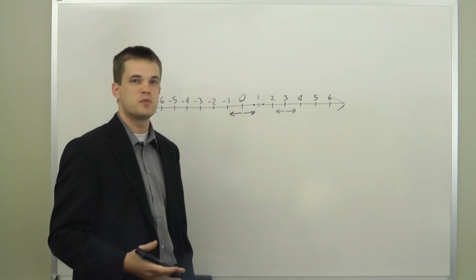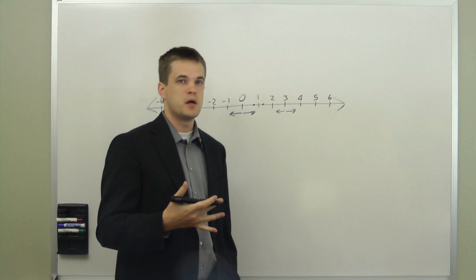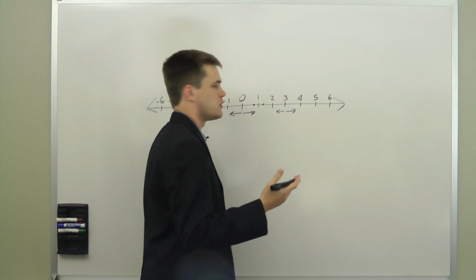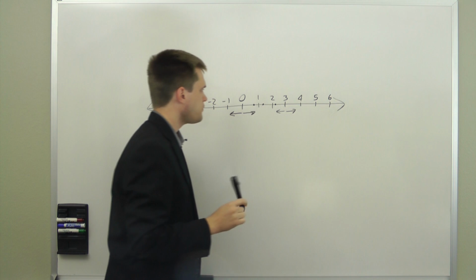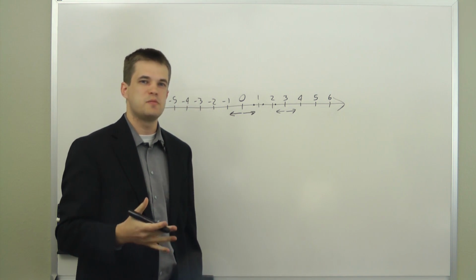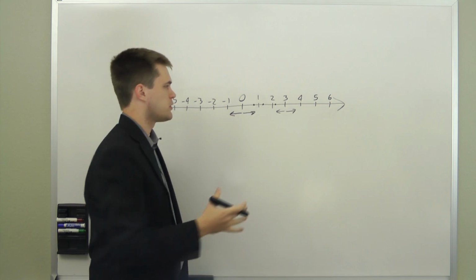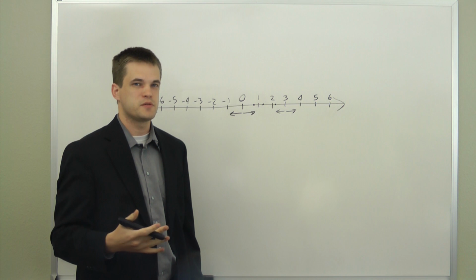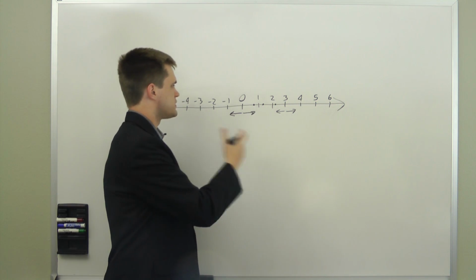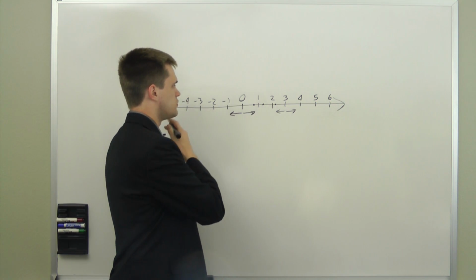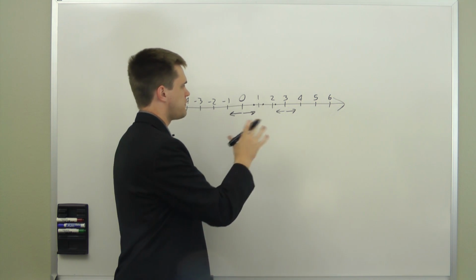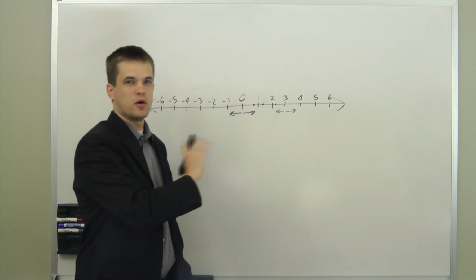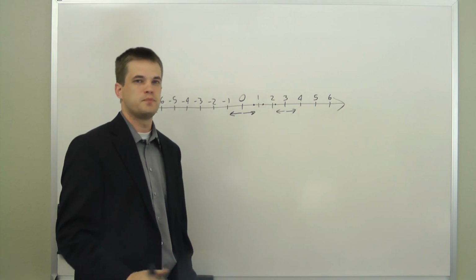Or you might even have numbers like square roots. So say the square root of 5 would be on the number line about right here. And so you have all these different types of numbers that appear on the number line, and they're all real numbers. And so the number line is just a handy way to be able to graphically represent the whole spectrum of real numbers.